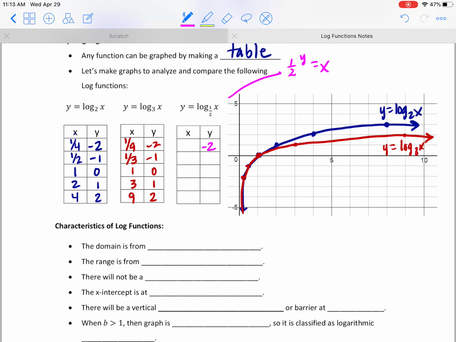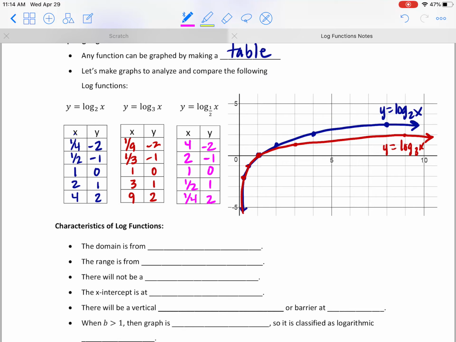Okay. And we got one last one here just so you can compare. So if we had 1/2 to the y power equal to x, if I put in a negative 2 here, then we're going to end up with 1/2 to the negative 2, which would be 2 over 1 to the positive 2. That's 2 squared, or 4.